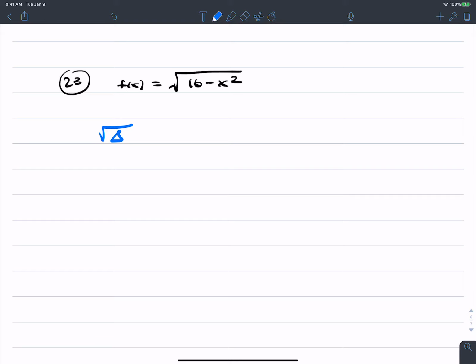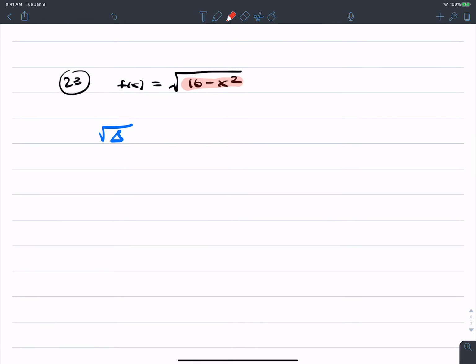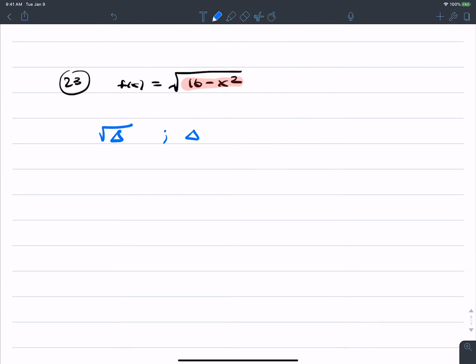So what I need under the radical in this question, 16 minus x squared, is for it to be greater than or equal to 0. So let's change the color here. Whatever's under the radical, I simply set as an inequality. Not an equality, an inequality. That 16 minus x squared must be greater than or equal to 0.